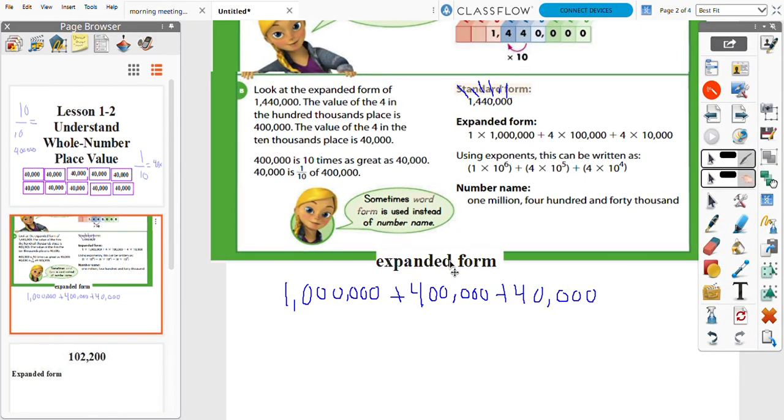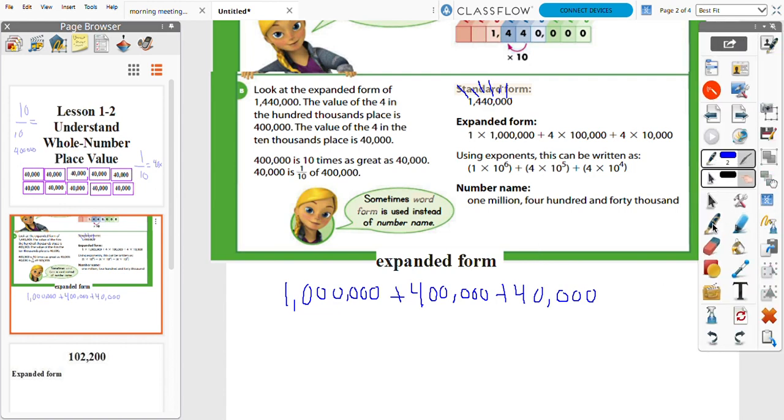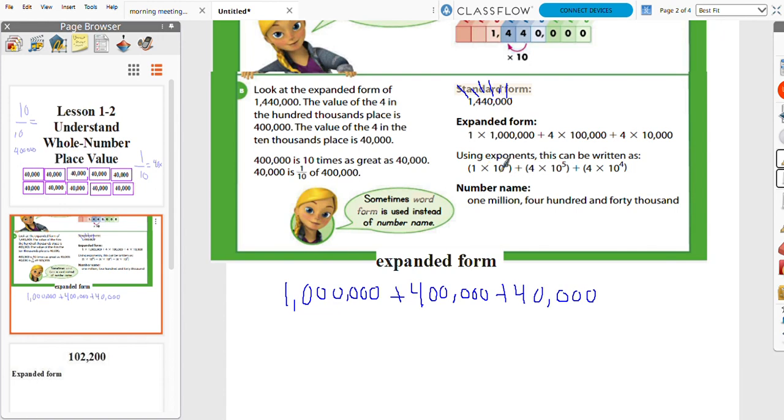So let's talk about why they have these exponents. They're just simply reducing it again and using the distributive property. Remember that distributive property is where you can put these parentheses in, and that shows that this is a piece, that's a piece, and that's a piece.